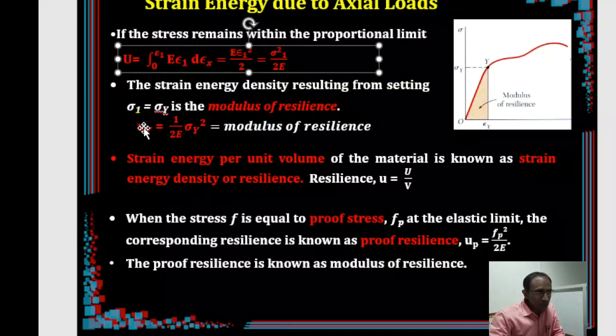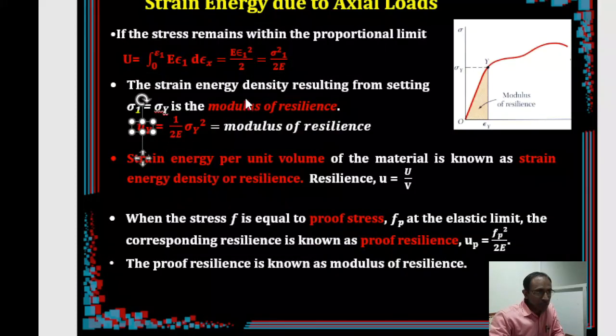So the strain energy density is represented by small u, and that is called modulus of resilience. Strain energy per unit volume of the material is what we have already called strain energy density or resilience, right? When the stress becomes your yield stress, then that becomes the modulus of resilience. Otherwise, simply, resilience means strain energy per unit volume, right.